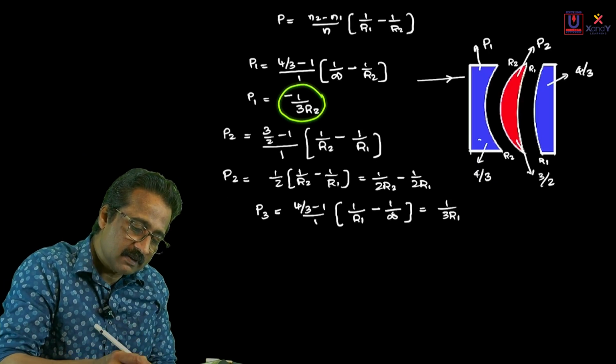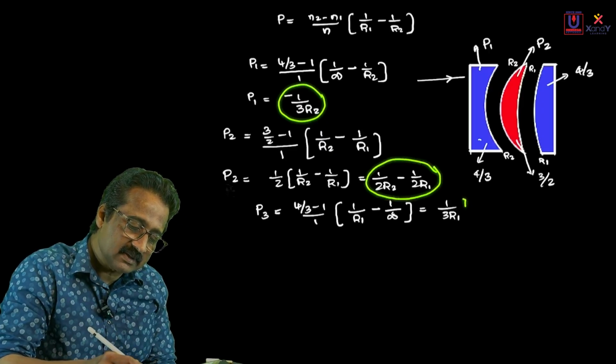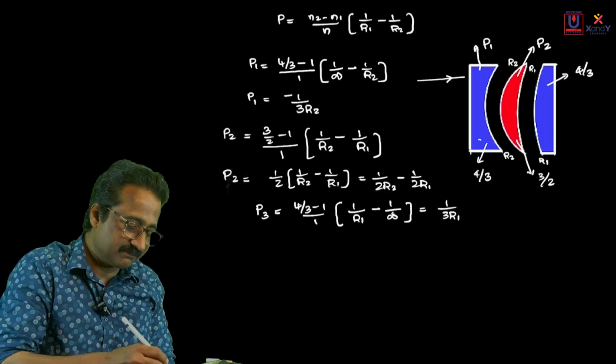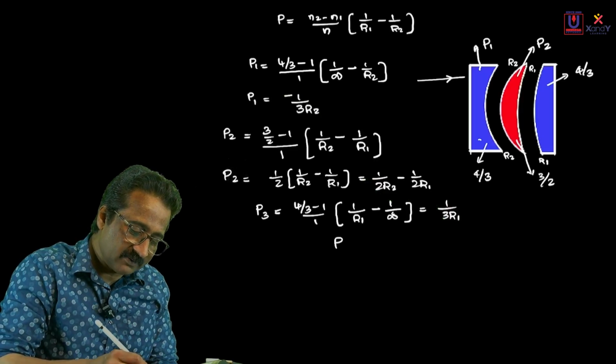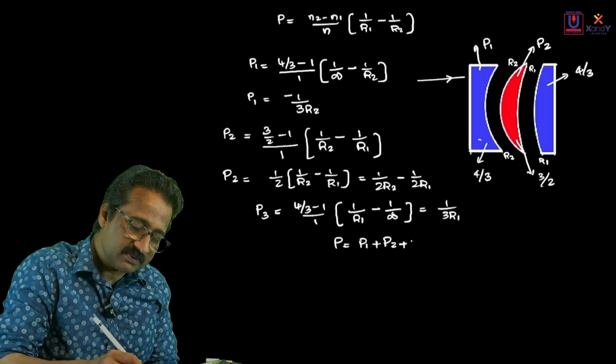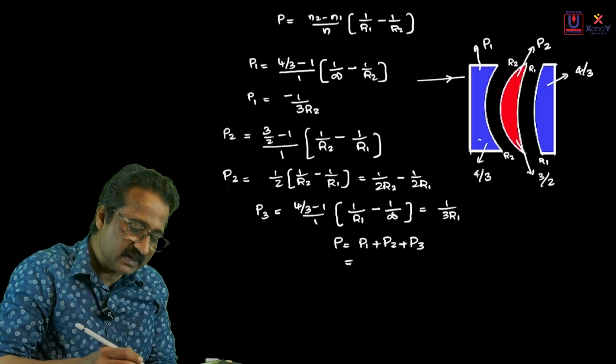P1 is this, P2 is this, and this is P3. Now we add all the powers to get the final power. To have the final power, it's just a matter of adding all the powers. P1 plus P2 plus P3, nothing else. It's only a matter of adding powers.